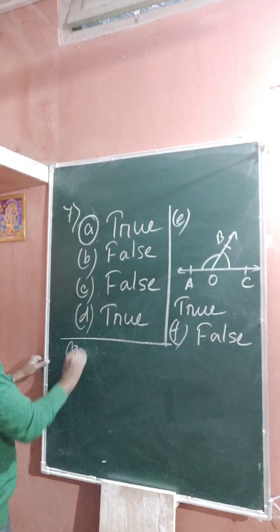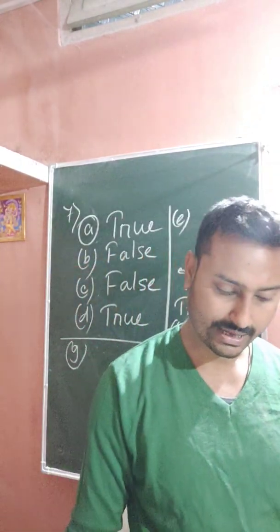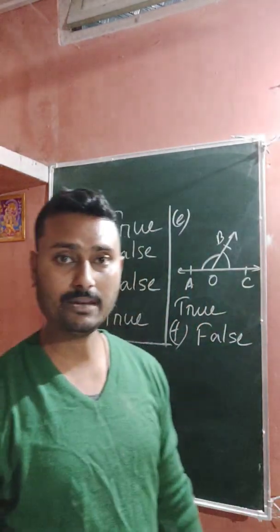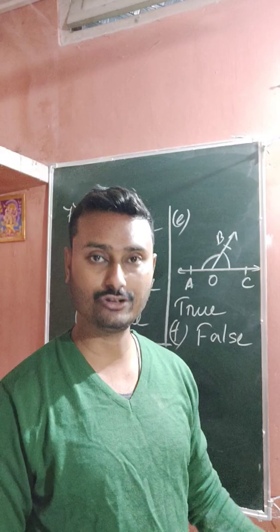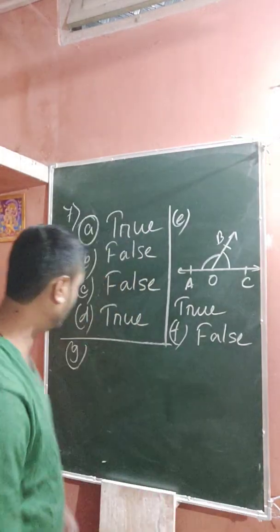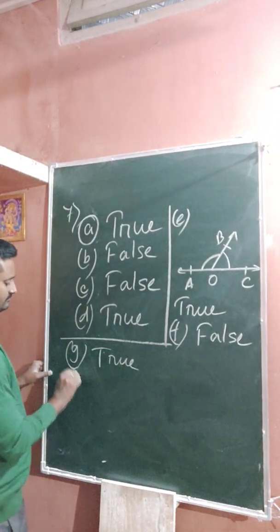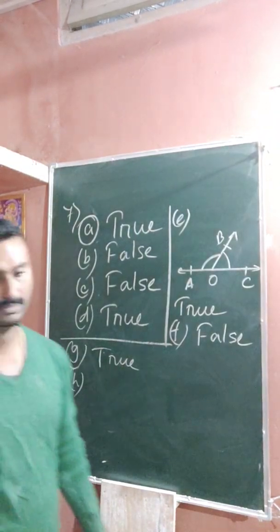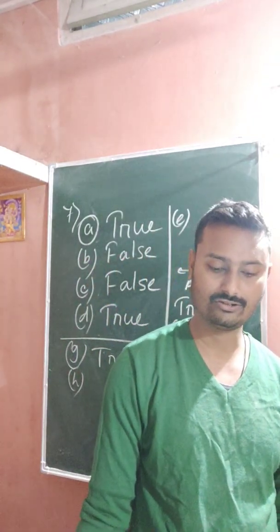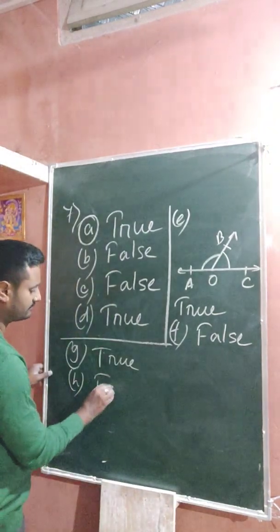Now question G: a linear pair is always a pair of supplementary angles. Yes, because in a linear pair the sum of the two angles is equal to 180 degrees, and that is what a pair of supplementary angles is. So this one is true. Question H: an obtuse angle is greater than 180 degrees. It is wrong, since an obtuse angle is less than 180 degrees. So it is false.